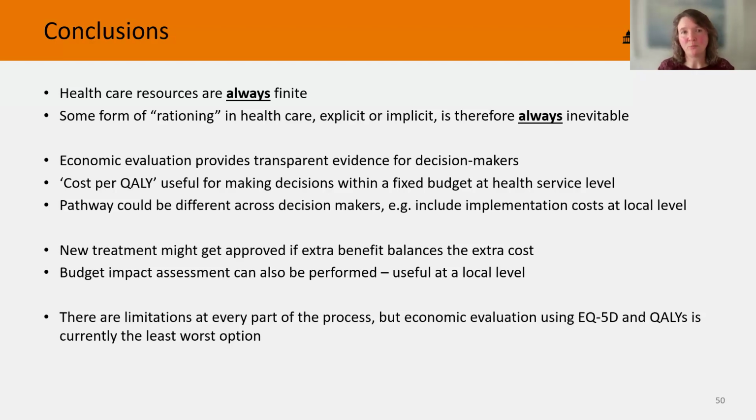What we want to do is provide transparent evidence for how to make these decisions around what should be spent on what. Cost per QALY is very useful at a national level. We also think about things at the local level in terms of, for example, implementation costs or budget impact.